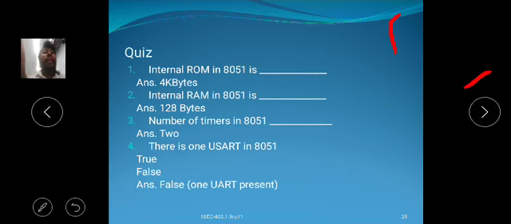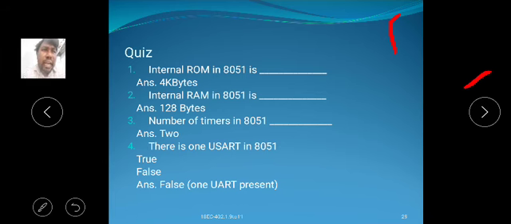Internal ROM in 8051 is 4 kilobytes. The internal RAM in the 8051 is 128 bytes. First question: clearly observe that the internal ROM, read-only memory, in 8051 is 4 kilobytes. The internal RAM, random access memory, in the 8051 is 128 bytes.